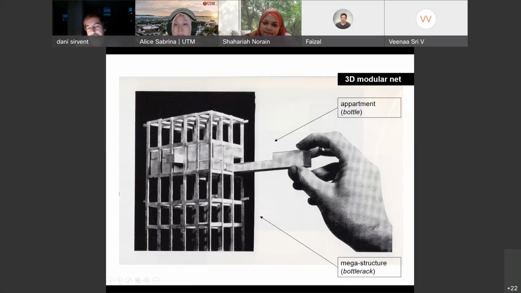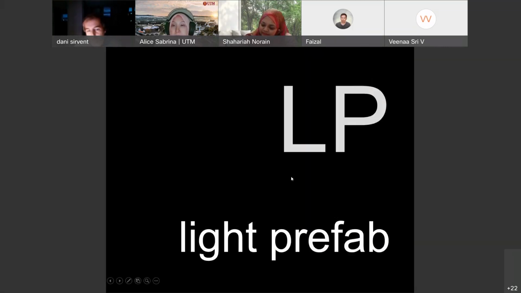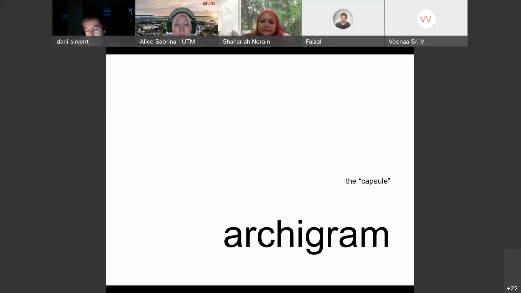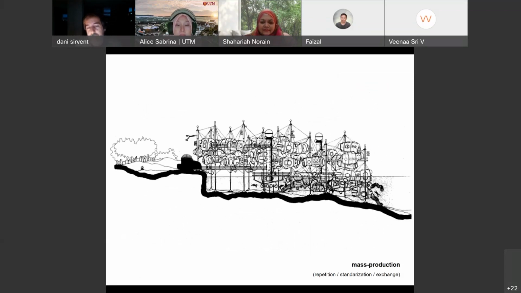Here we introduce another thing, this simple element, this light element. This we call light prefabrication. Light because we use light materials, not concrete, only steel and wood. Here you can find this concept: the modules, three-dimensional modules, light modules. This is what Le Corbusier wanted to use for this detail. He couldn't make it. In the line of the system, you can find Archigram, where they use the capsule instead of the panel. Here you can see some of these projects.